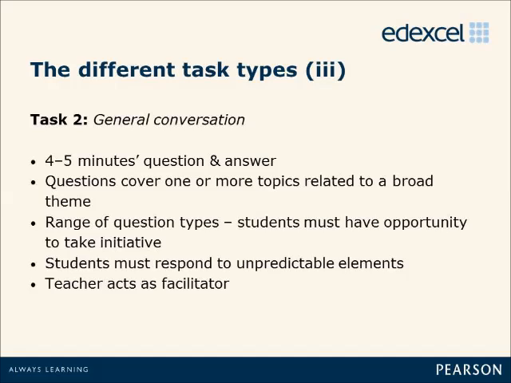For the second task, there is no choice of task type. All candidates must undertake a general conversation based upon a chosen broad theme: media, travel and culture, or sport, leisure and work. The conversation should last 4 to 5 minutes and must be a dialogue throughout. There is no presentation element to this task. The questions all relate to one of the chosen broad themes, although more than one topic area from within the chosen theme may be covered during the conversation.